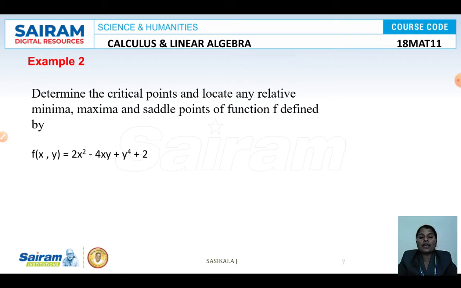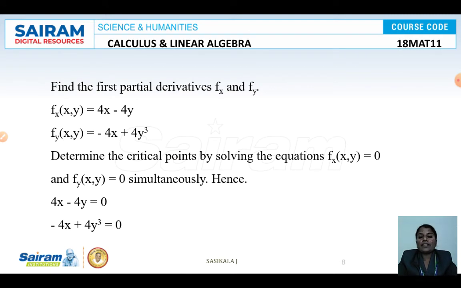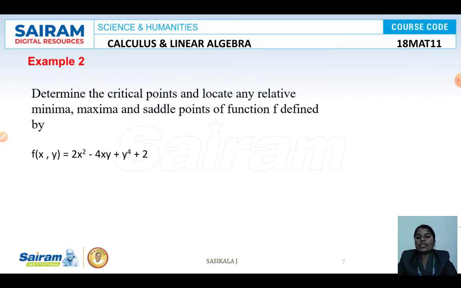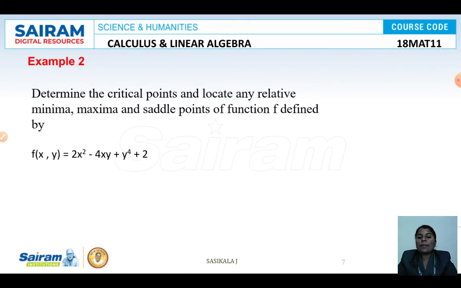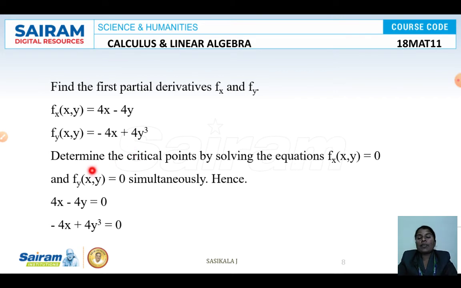Determine the critical points and locate any relative minima, maxima, and saddle points of the function f defined by f of x comma y equals 2x squared minus 4xy plus y to the power 4 plus 2. So we need to find the first partial derivatives fx and fy. fx of x comma y is 4x minus 4y, differentiating with respect to x. With respect to y, I get minus 4x from this term, and y to the power 4 gives 4y cubed, by the power rule.